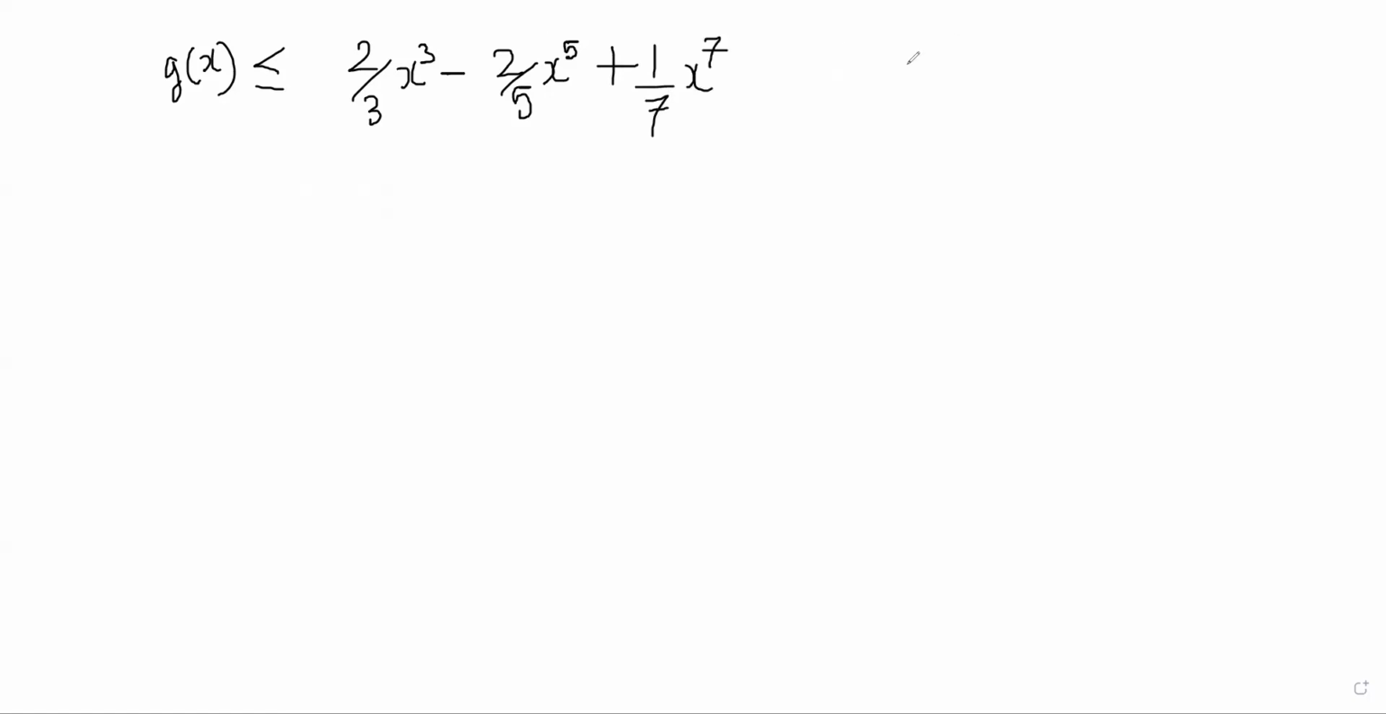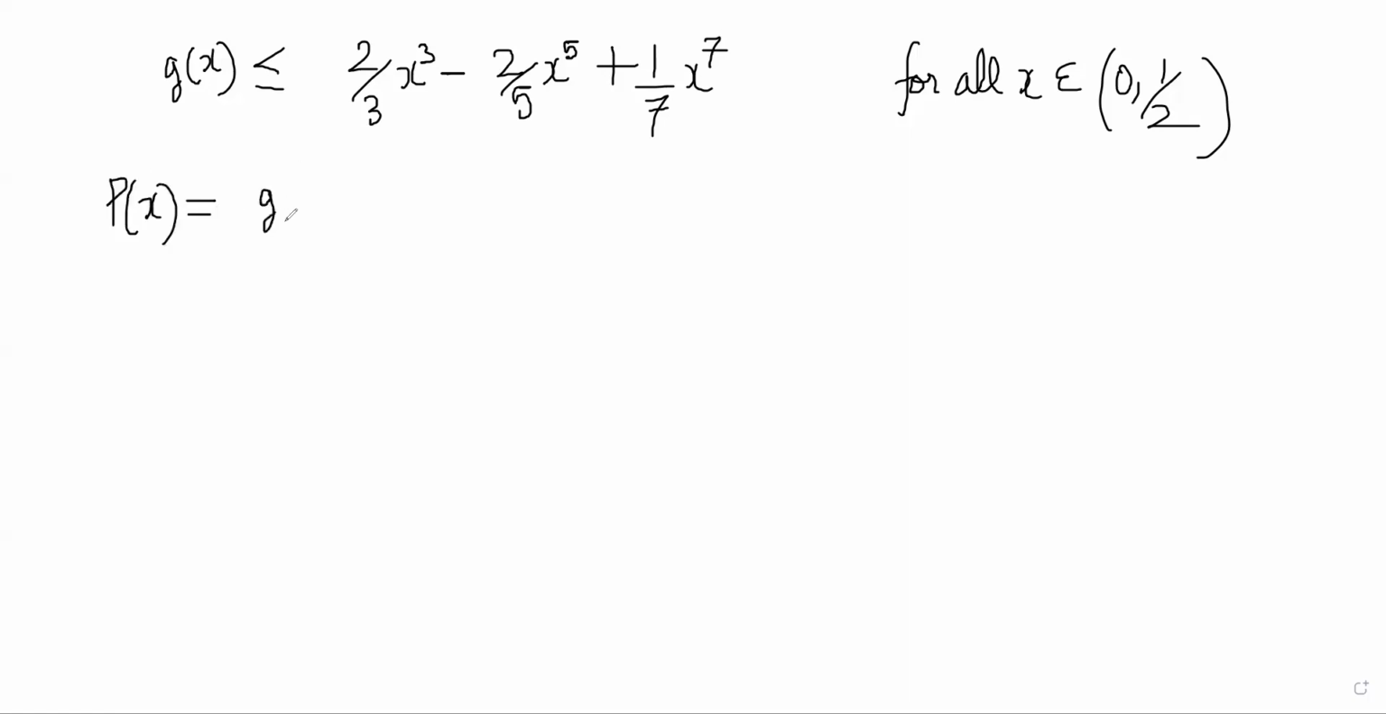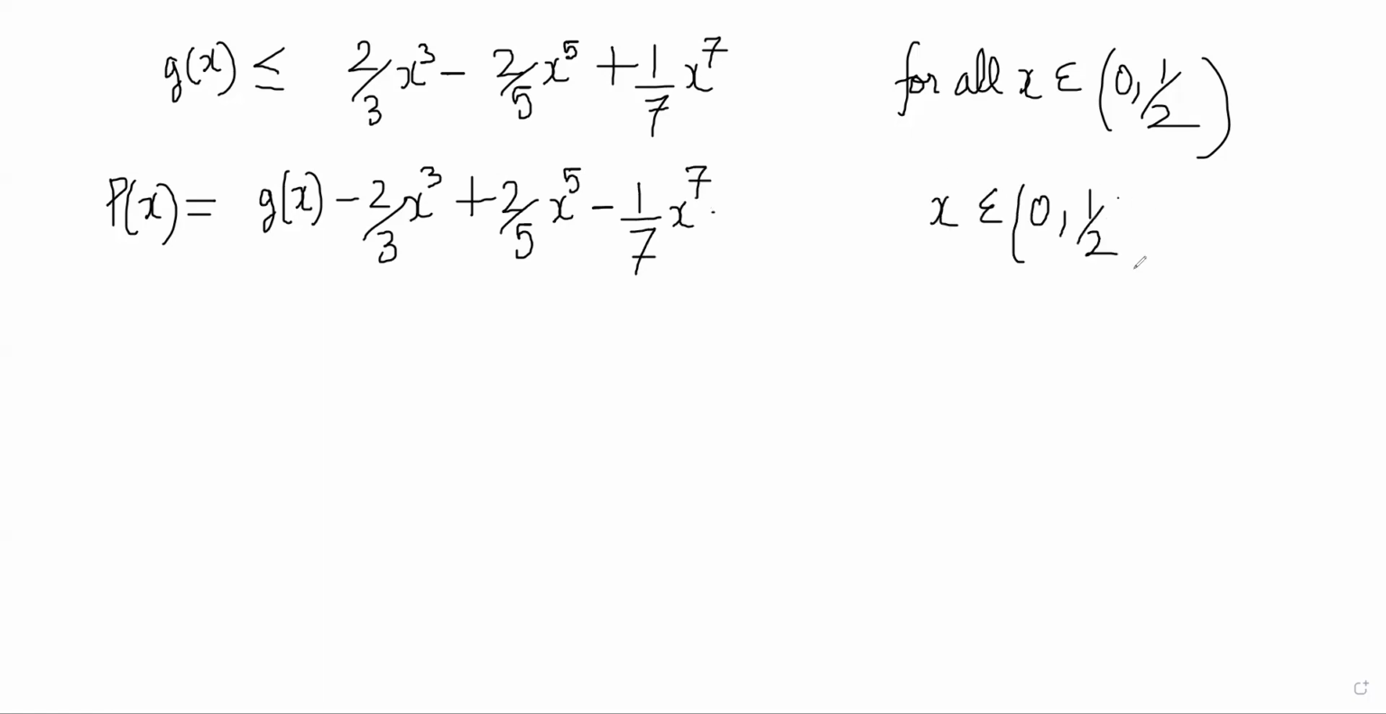I will show you the outline for what you need to do for option D. So we need to show that g of x is less than equal to 2 by 3 x cube minus 2 by 5 x power 5 plus 1 by 7 x power 7 for all x belonging to 0 to half. So what you can do here is define a new function p of x. P of x is equal to g of x minus 2 by 3 x cube plus 2 by 5 x power 5 minus 1 by 7 x power 7. And this is for x belonging to 0 to half. Right? Now find p dash x.